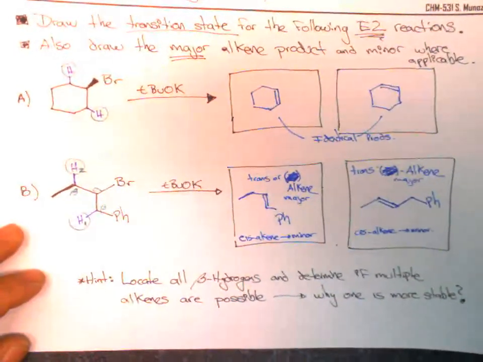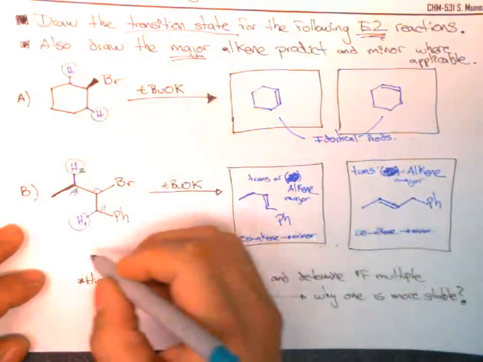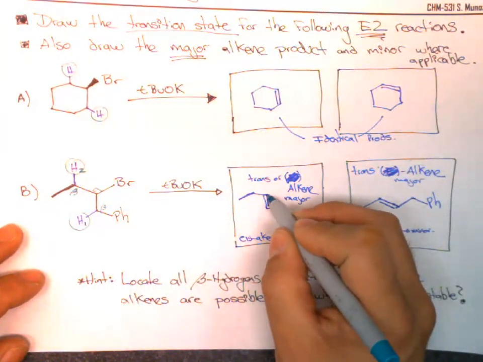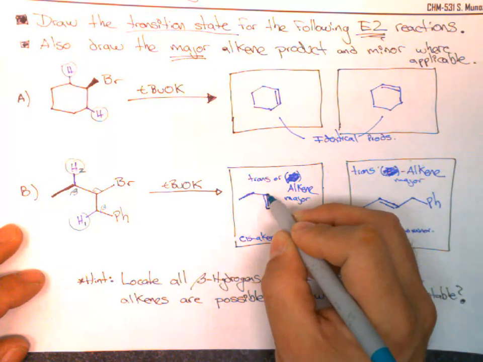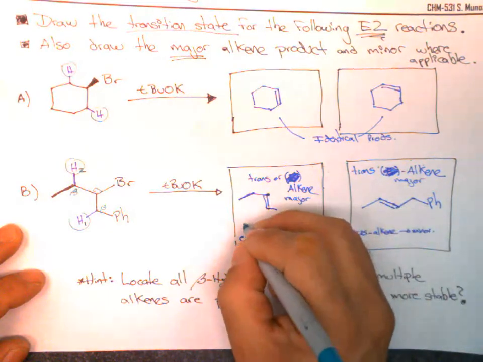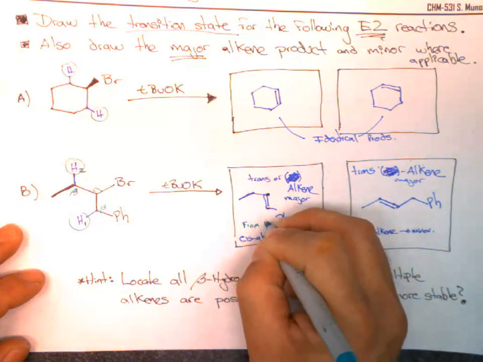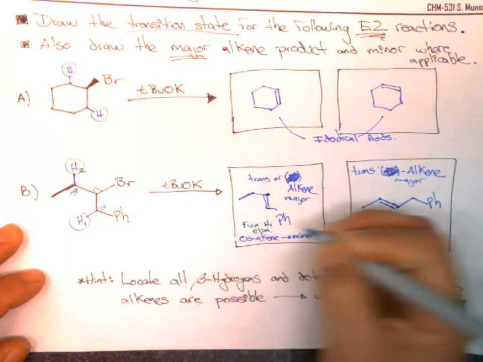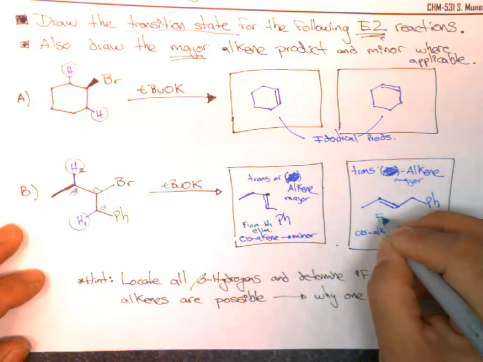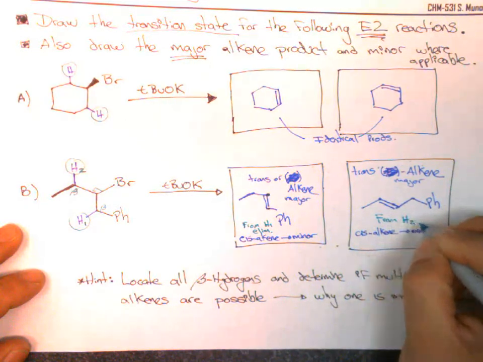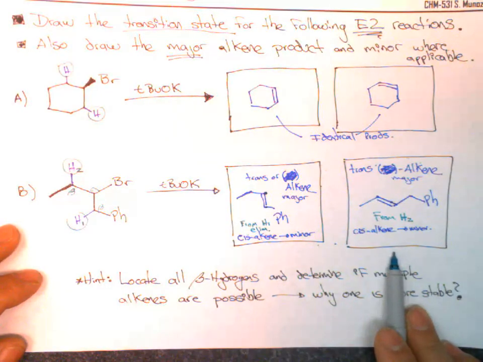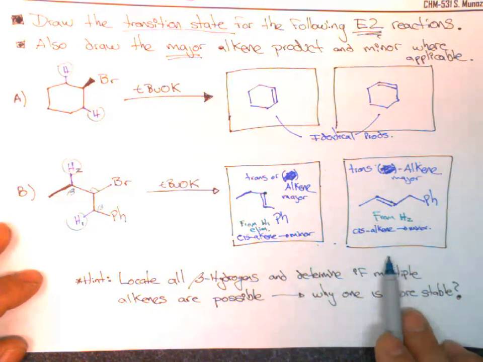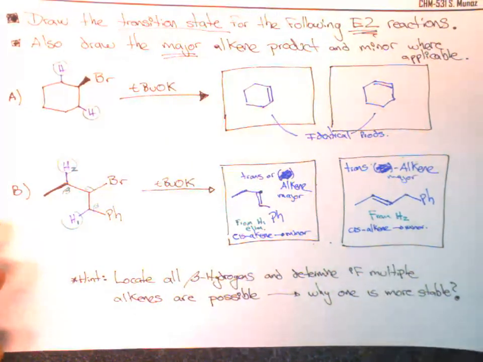Which one? H1. Yeah, it's clear. We form a pi bond between the carbon next to the phenyl and the alpha carbon, where the bromine was. So this results from H1 elimination. And the other one obviously results from elimination of H2. And this label is arbitrary. You can label them A, B, C, 1, 2, 3. It does not matter as long as you keep track of which ones you're getting.